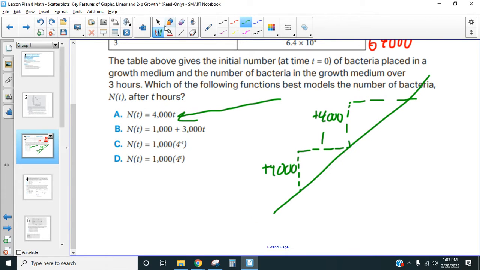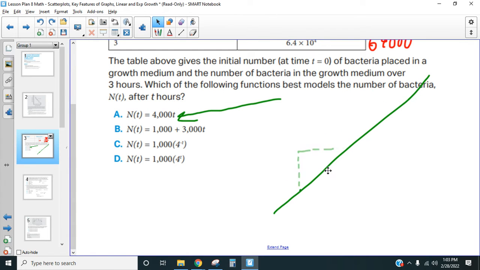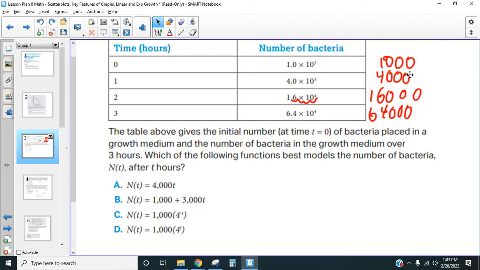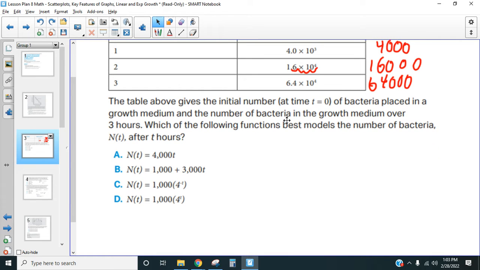Okay, letter B is really similar to that. Letter B is also linear. It just means it starts at 1,000 and it adds 3,000 each year. It adds 3,000 in the first step, but does it continue to add 3,000? Obviously not. Therefore, it has to be exponential.